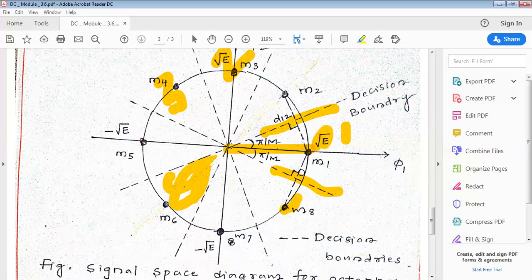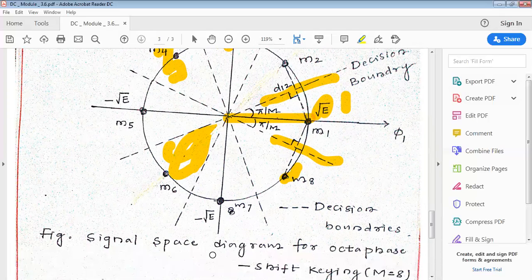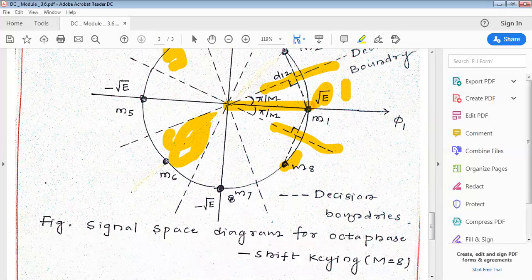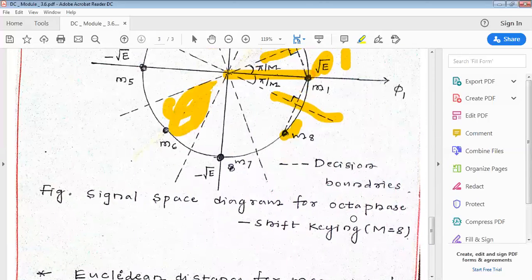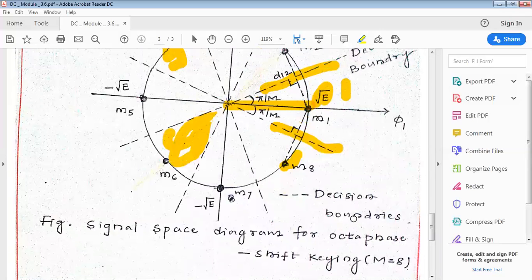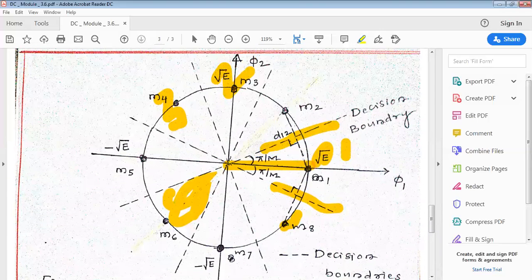So this is how you have to draw the signal space diagram or constellation diagram. Understood? This is positive square root of E, and this side it is minus square root of E, plus square root of E, and this is the negative y-axis, minus square root of E, right? And the dashed lines indicate the decision boundaries. One more important point you have to understand here is the distance between any two message points. Let me take M1 and M2 message points. The distance between these two message points is called the Euclidean distance.